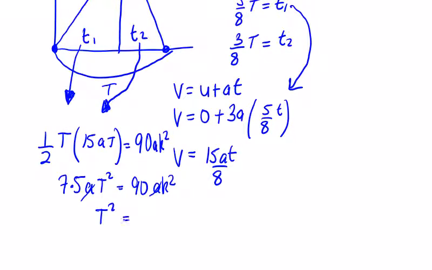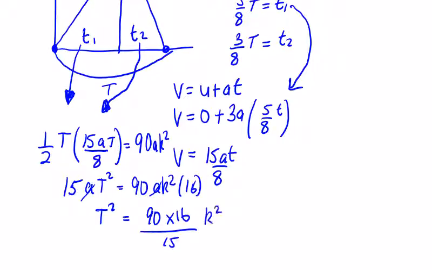T squared is going to be equal to 90 divided by 7.5, 180 divided by 15. And I've left out my 8 here, 15at over 8. So I'll just take out that 7.5, so it's going to be 15 a t squared on top, and we're going to have 16 by 90 on the right hand side. So t squared is equal to 90 by 16 divided by 15 k squared.